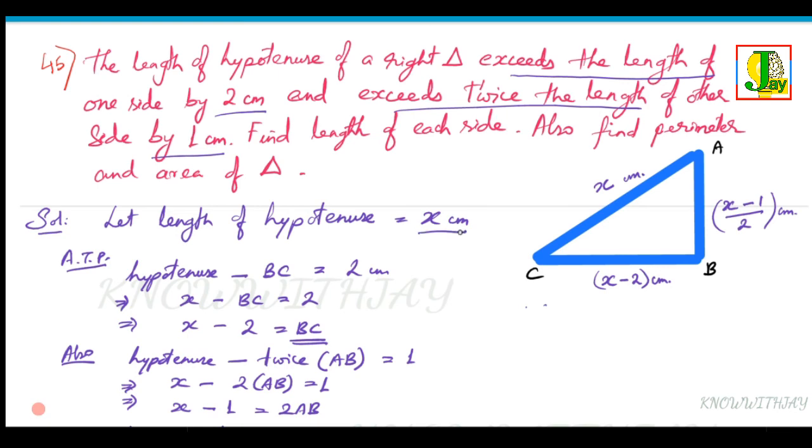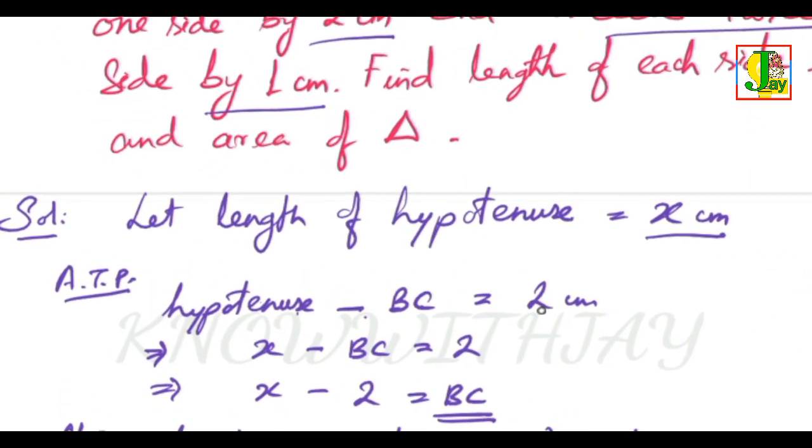So if we say the length of the hypotenuse is x, then as per the first condition, it's more than one of the sides by 2 cm. So if the hypotenuse is x, then one of those sides is 2 cm less than x. We say BC. We can also say AB is x minus 2, but you can take it either way.